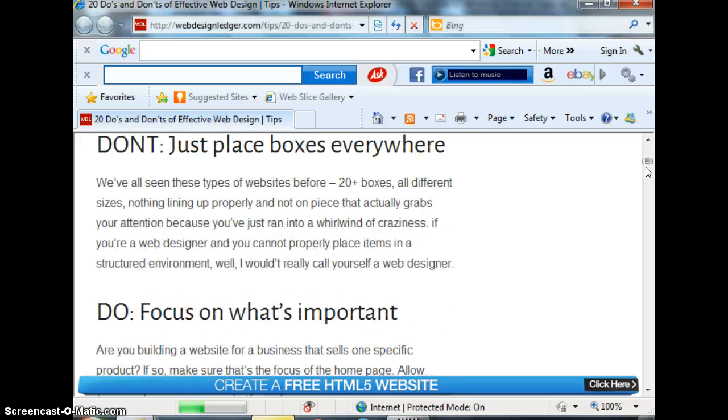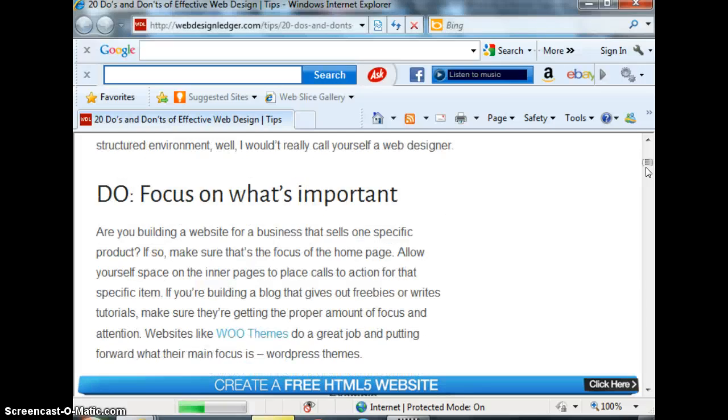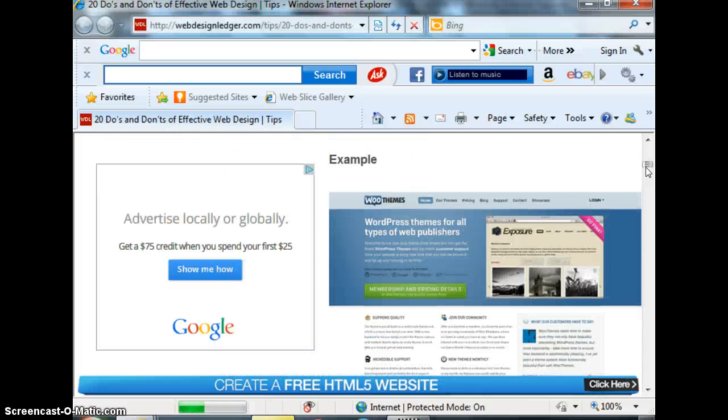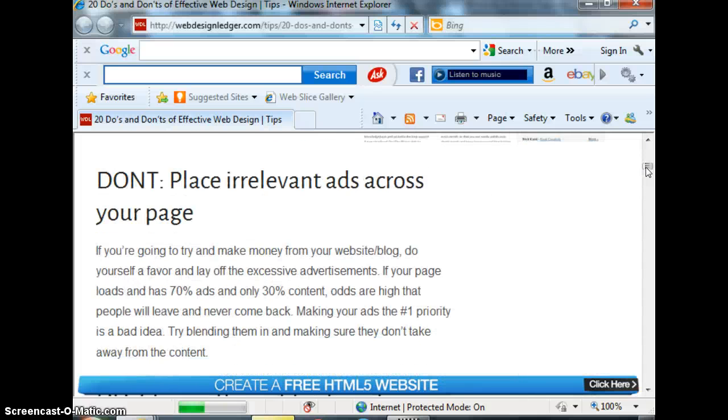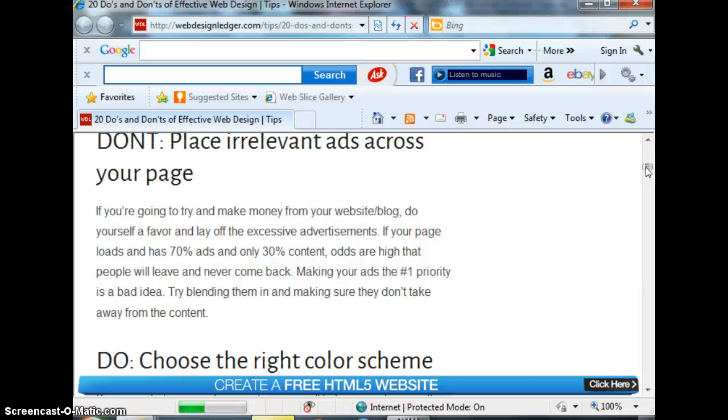Don't just place boxes everywhere. Do focus on what's important. It gives examples: place irrelevant ads across your page. And when I'm thinking about what I take away from this website, that's when I agree with one of the commenters at the bottom of the blog.